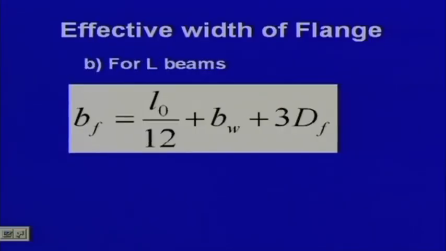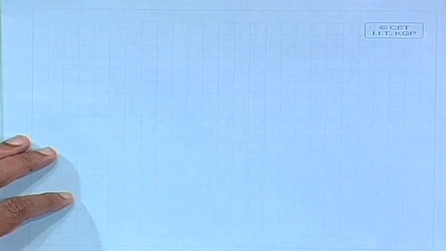Now, what about L beam? For L beams, it is L0 by 12 plus Bw plus 3 Df. Okay.